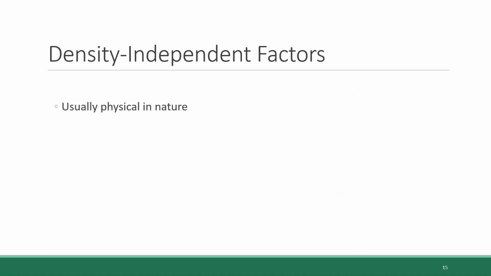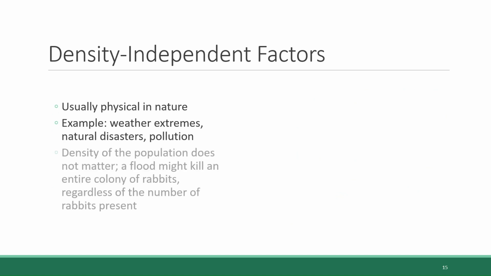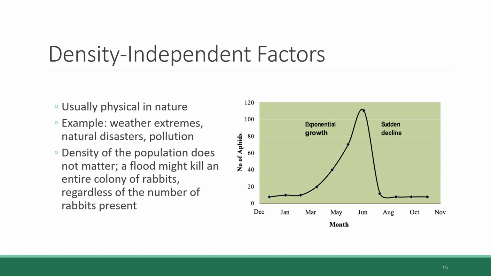Density independent factors, on the other hand, are usually physical in nature. They include things like weather extremes, natural disasters, pollution, things that kill organisms, but the density of the organisms doesn't matter. For example, a flood is a natural disaster that might kill an entire colony of rabbits. It doesn't matter if there are 10 rabbits in each burrow or 50 rabbits in each burrow. The flood will do its damage regardless of the population density.